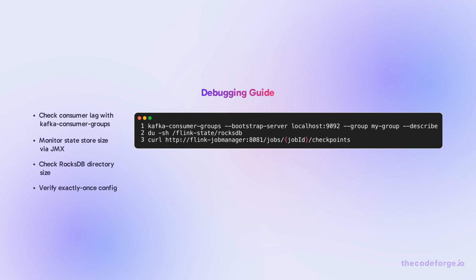Monitor state store size via JMX or du. For Flink, check checkpoint status via the REST API. These commands help diagnose common issues.